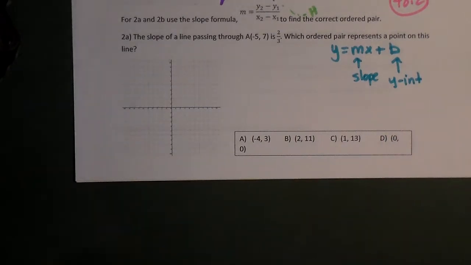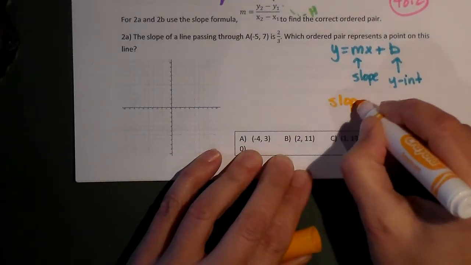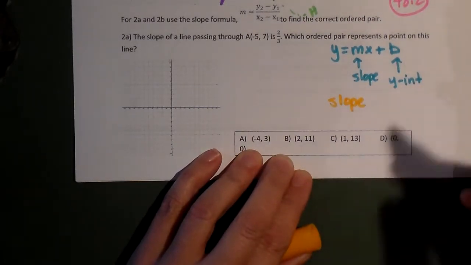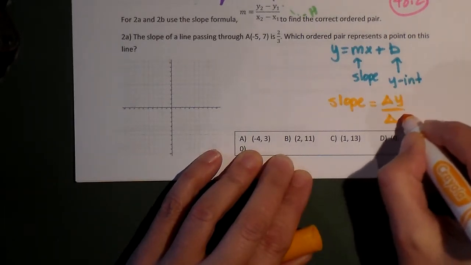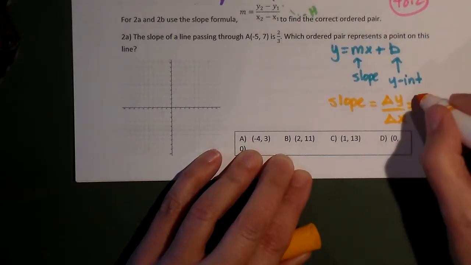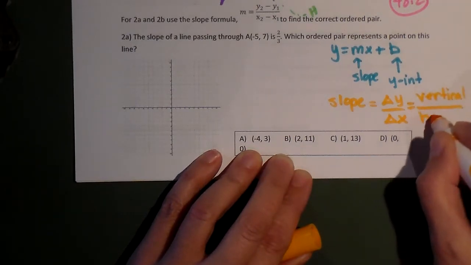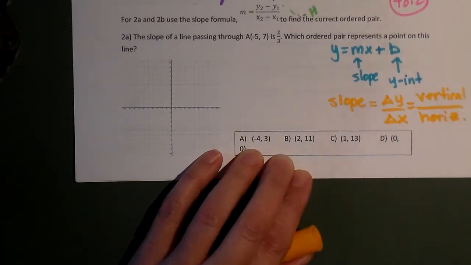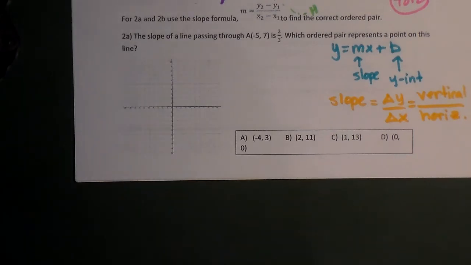Let's review what slope means. Slope is the change in y over the change in x. We'll call this delta y over delta x, how y changes over how x changes. If you want to look at this technically, it's the vertical change over the horizontal change. One of the biggest mistakes people make is they get these two mixed up. So when we look at slope, the up and down is on the top and the left and right is on the bottom.